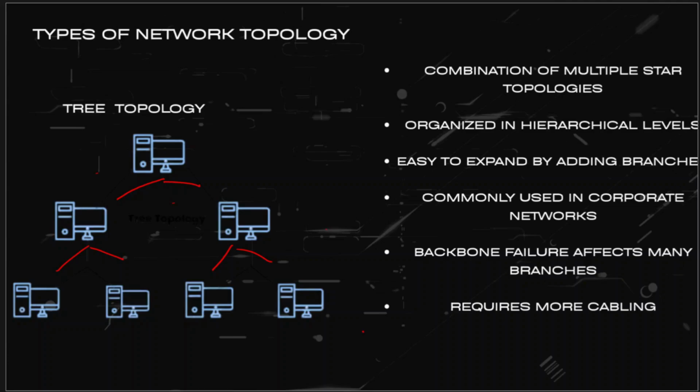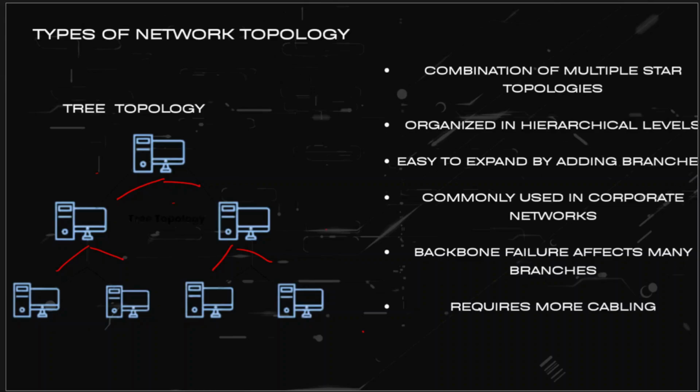So it is a combination of multiple star topologies organized in a hierarchical manner. Easy to expand by adding branches, commonly used in corporate networks. Backbone failure affects many branches. So here if any backbone failure comes, it affects many branches. So it requires more cable.